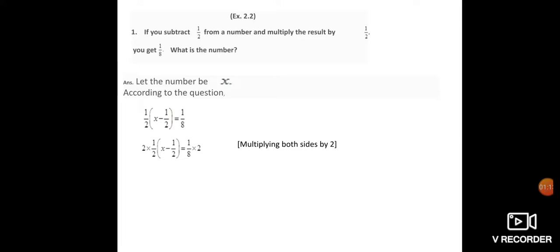I'll multiply by 2 both sides. Why? So that I can cancel this 2 which is outside the bracket and I can open the bracket. Because to solve linear equations, we have learned in our previous lesson plan, we need to open the bracket first. Now if you just see, 2 will get cut by 2 and 8 will get cut by 2, so it will become 4. Now our equation is reduced to x minus half is equal to 1 by 4.